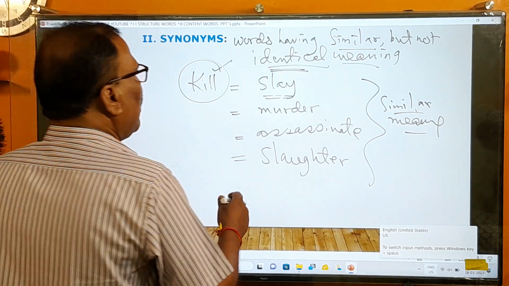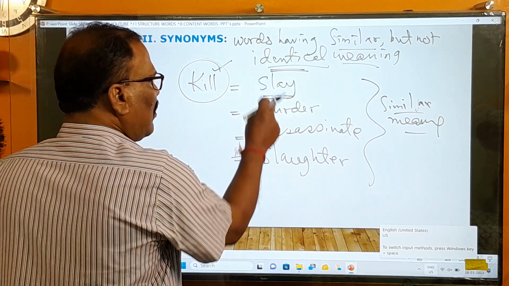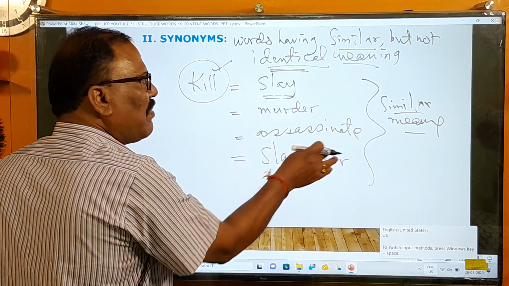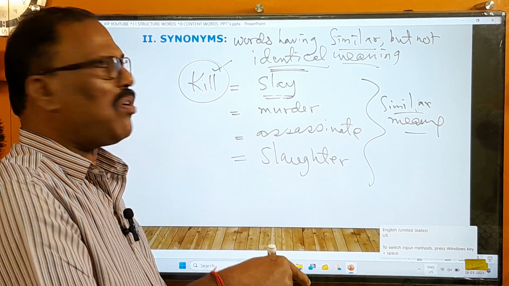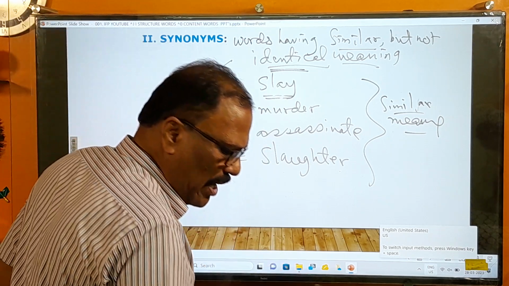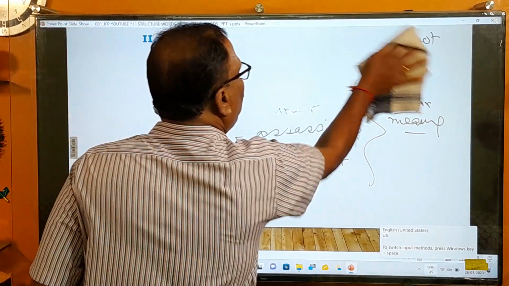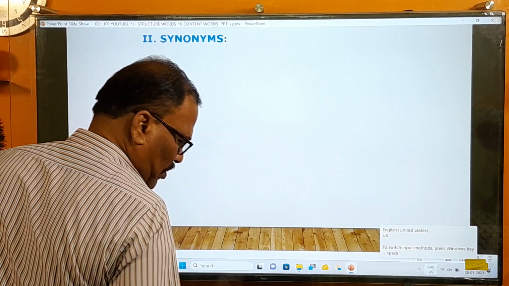Right. So in this way, now I think you have understood this concept. Kill has got these meanings. They are similar meaning. All these words are conveying similar meaning, but not identical meaning. Identical means same. No, they are not same. So in the same way, other words are also there. Please follow them.